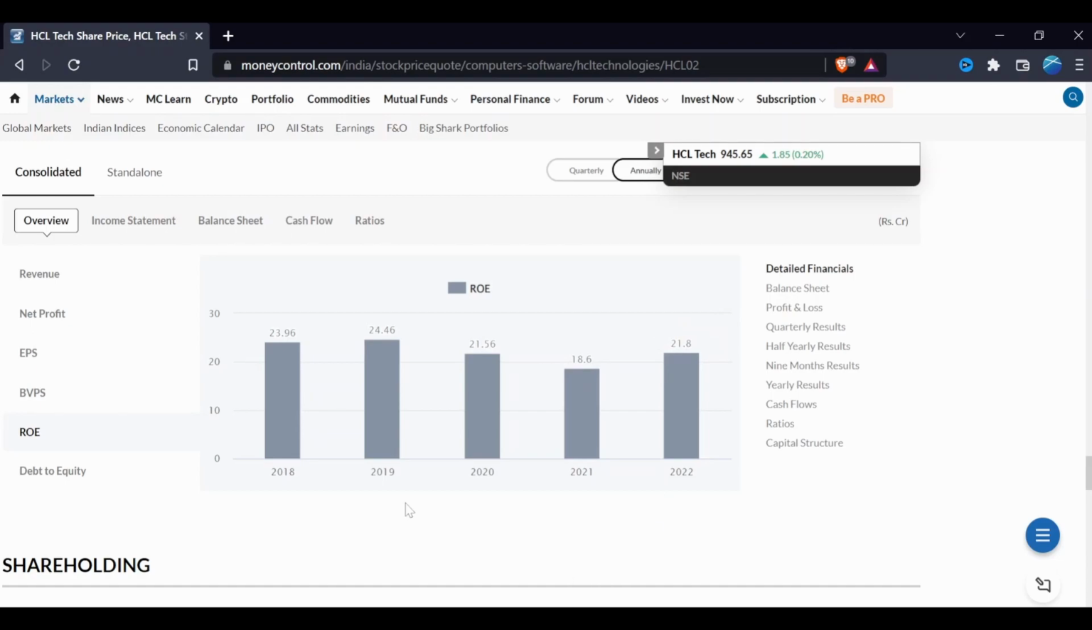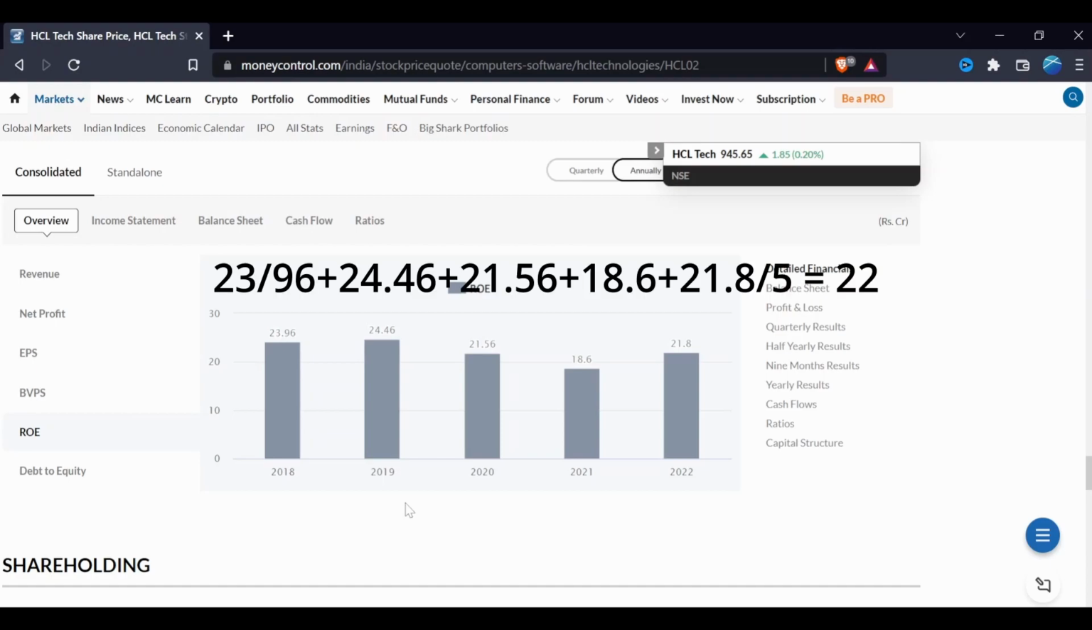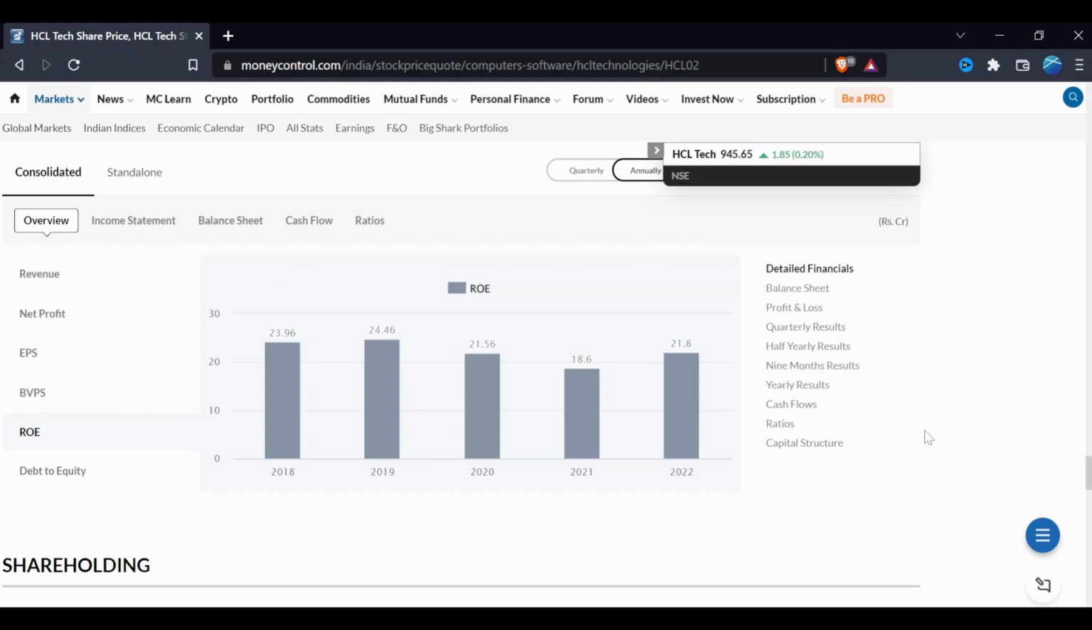Now let's find out the average of the 5 years ROE, which is 23.96 plus 24.46 plus 21.56 plus 18.6 plus 21.8, divided by 5. As you can see, it comes to about 22. So we have passed our first step, and we can invest in this company based on the ROE.